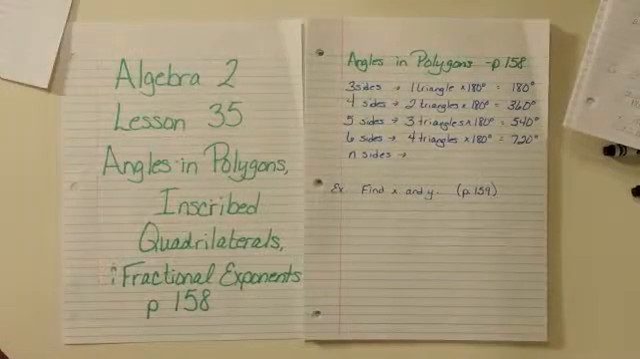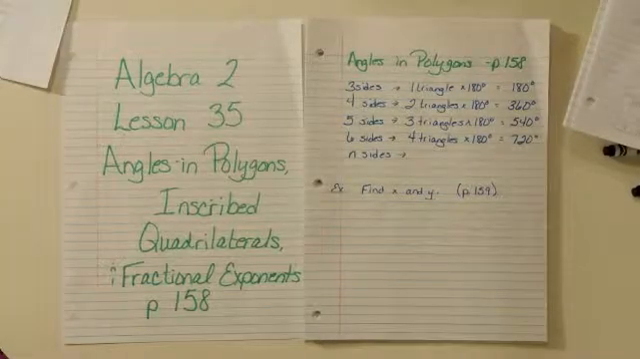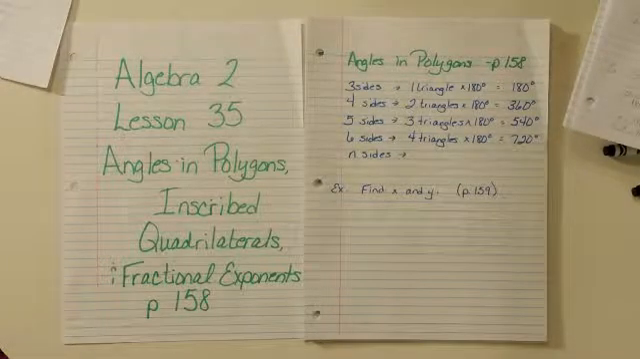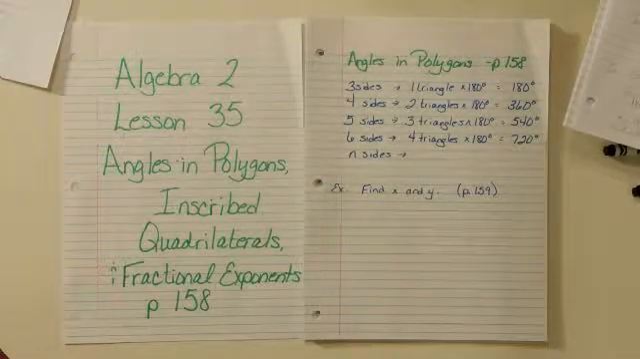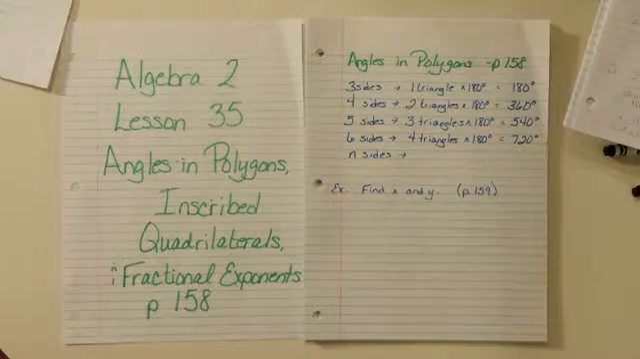Hi, this is Algebra 2, Lesson 35. We're going to talk about angles and polygons, inscribed quadrilaterals, and fractional exponents. We're starting on page 158.